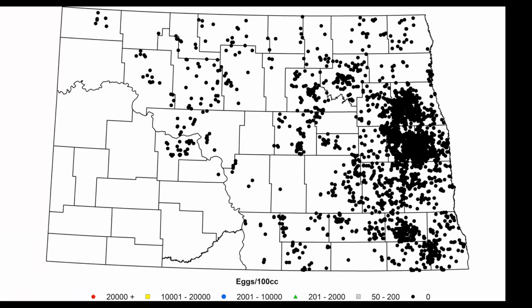So we'll go through what we found, and we're gonna do it by egg level. So this map has all the zeros. So about 2/3 of the samples, maybe almost 3/4 some years, are negative. And that's really good. So there's a lot of samples coming in, majority are negative.